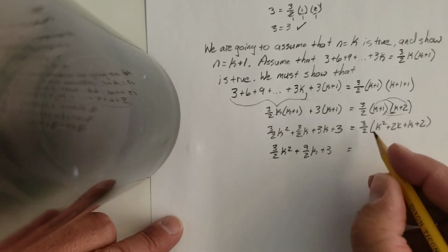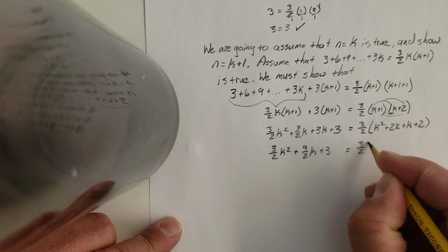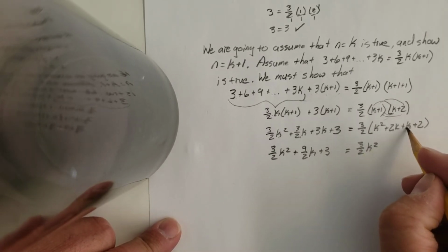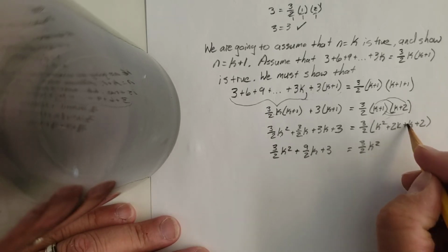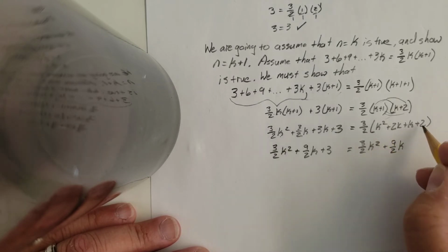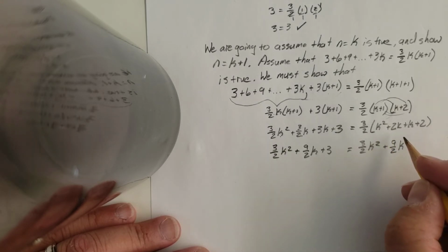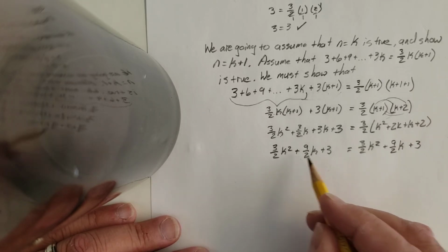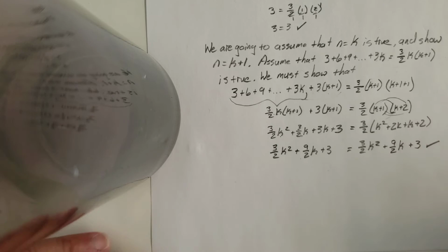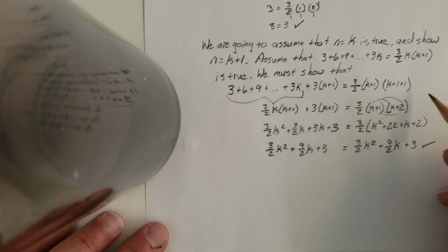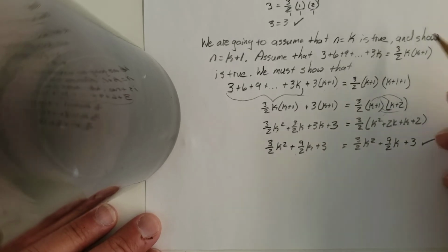Now I distribute the 3/2. 3/2 k squared. Now this 2k plus k gives me 3k. 3 times 3/2 is 9/2 k. 3/2 times 2 gives you 3. And if you look, they're exactly the same. Okay? That's what you're doing. This piece right here is what changes. You're always doing this here.